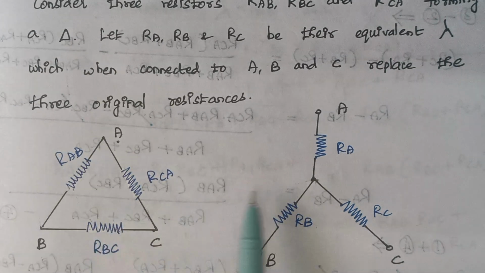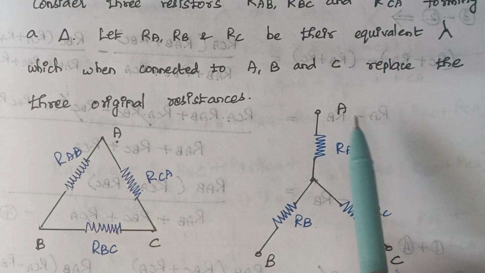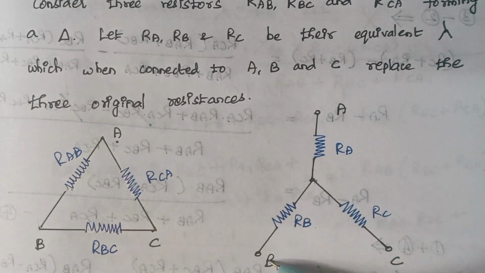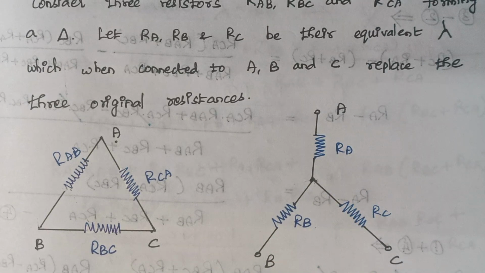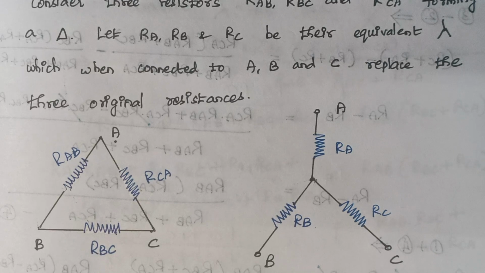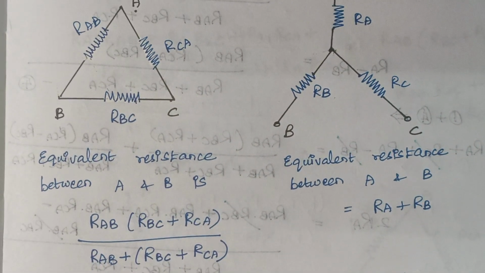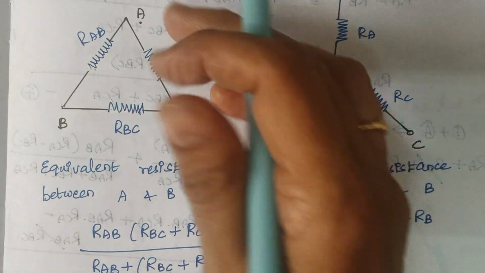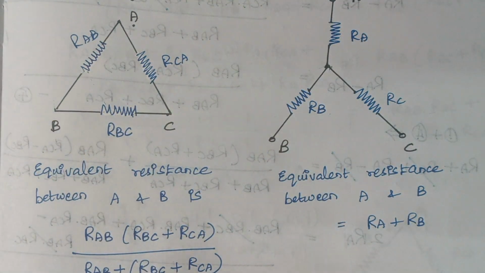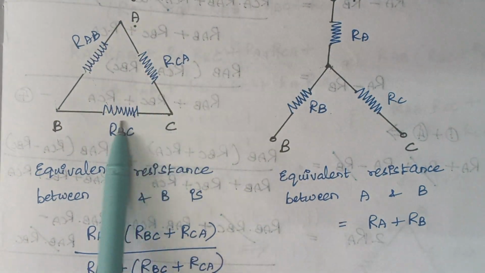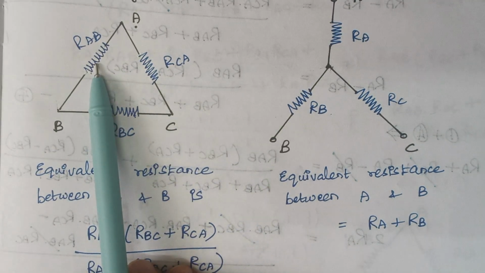Now we are converting this to star. A star network always appears like this. We name the terminals A, B and C and the respective resistors RA, RB and RC. Now we calculate the equivalent resistance between A and B. Consider this part. How do we calculate the resistance? Obviously these two resistors are in series, and that combination is in parallel with RAB.